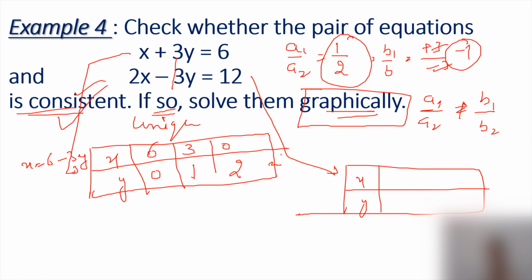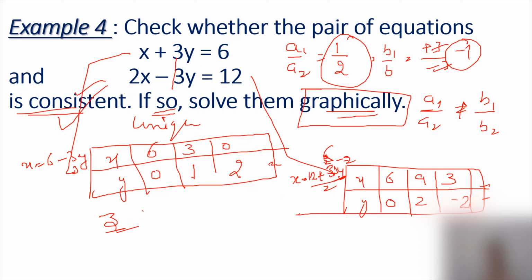Here x is equal to 12 plus 3y divided by 2. Now put the value of y is equal to 0, we will get x is equal to 6. y is equal to 2, then it would be 12 plus 6, 18 by 2, that is 9. Let us consider the value of y is equal to minus 2. Minus 2 means 12 minus 6, 6, 6 by 2, that is equal to 3. This way, as many as you want to, but maximum 3 you should find.